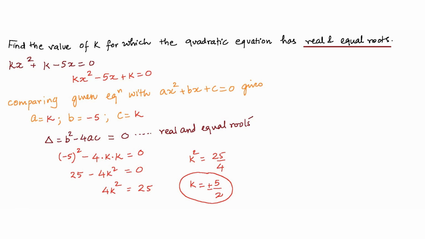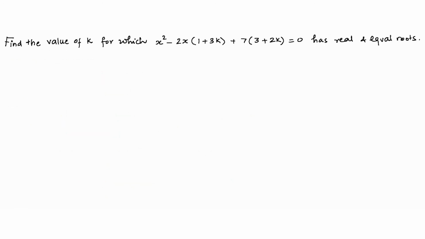Moving on to the next question. The question reads, find the value of k for which this quadratic equation has real and equal roots. So I can say comparing the given equation with ax square plus bx plus c equal to 0 gives us the following values of a, b and c.